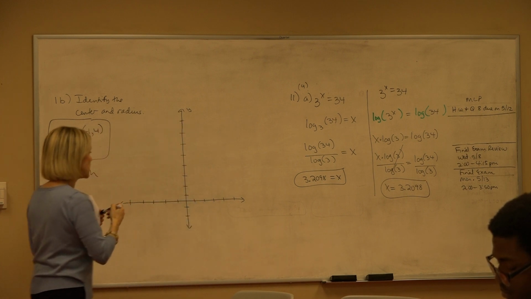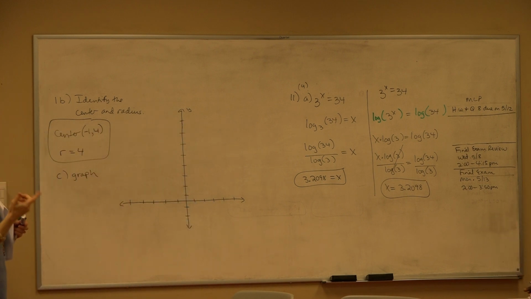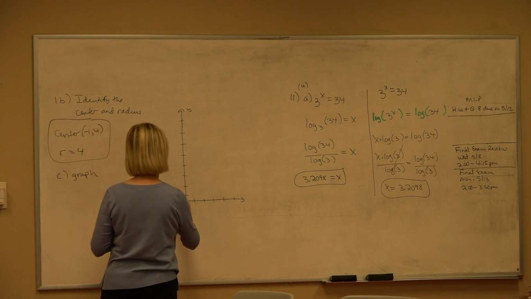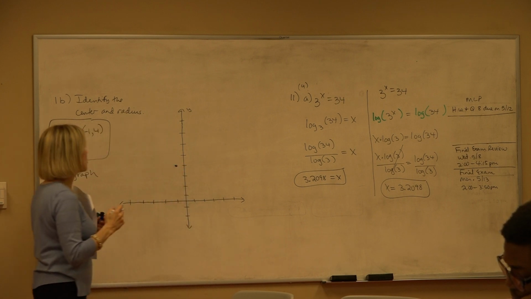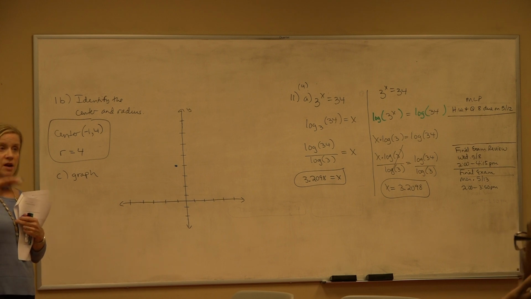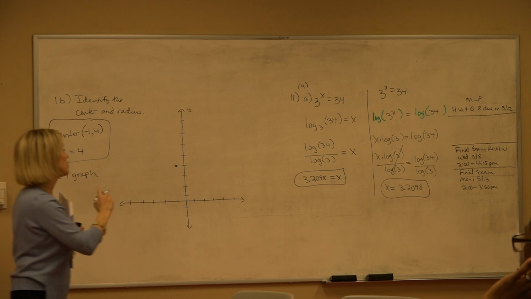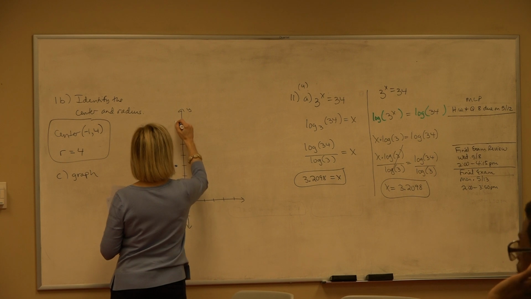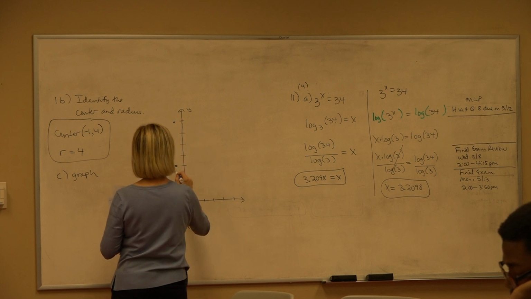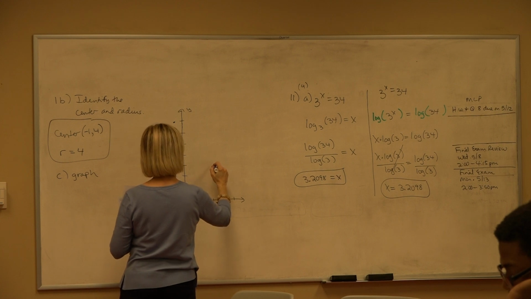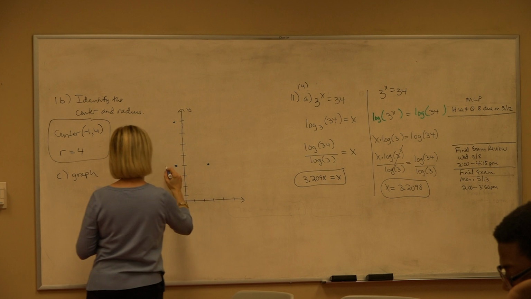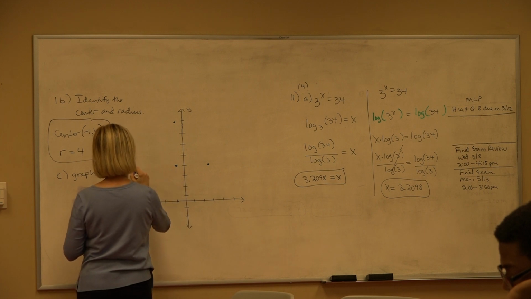Okay, so we're gonna start with our center. We're gonna go left 1, up 4. From that, we're gonna count off our radius: up 4, down 4, left 4, right 4. So we're just gonna count up 4, 1, 2, 3, 4, down 4, 1, 2, 3, 4, right 4, 1, 2, 3, 4, and left 4, 1, 2, 3, 4.